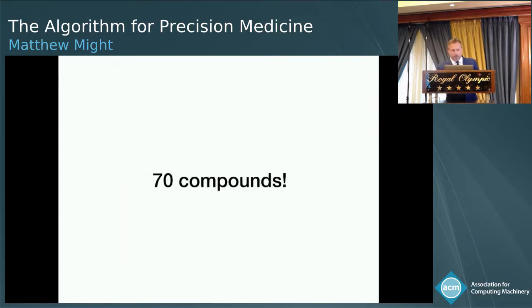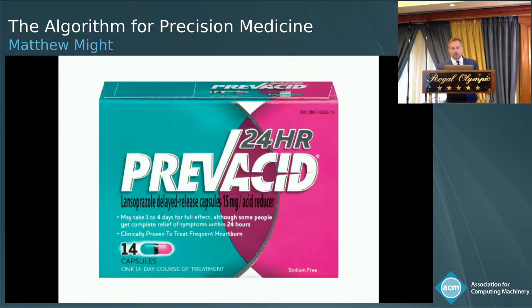So of the 200,000 small molecules that we simulated, 70 ended up looking like they were true inhibitors according to the simulation. 14 were already FDA approved, and when we took those 14 to the lab and actually tested them, you know, biochemically, one actually worked. And that one just so happens to be Prevacid.